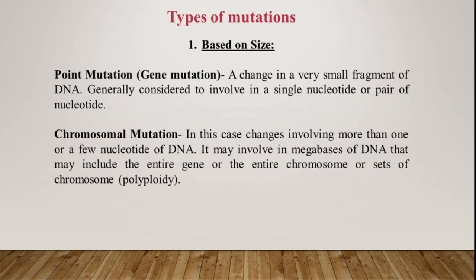Next is types of mutation. Classification of mutation is done based on some parameters. Number one is based on size. Based on size, the mutation types are point mutation and chromosomal mutation. At first we should know about point mutation. It is also called gene mutation. A point mutation is a change in a very small fragment of DNA, generally involving a single nucleotide or pair of nucleotides.